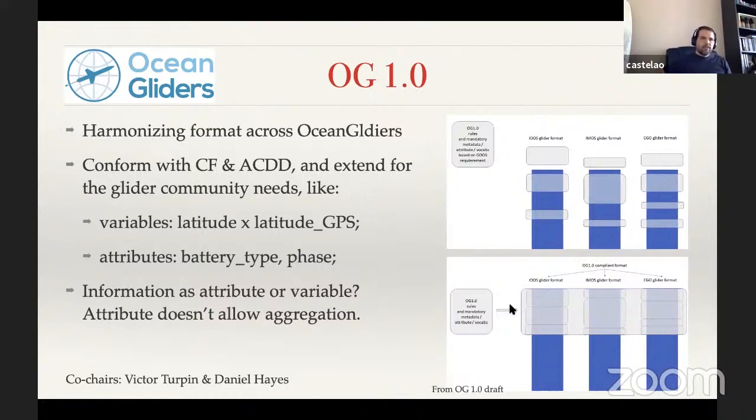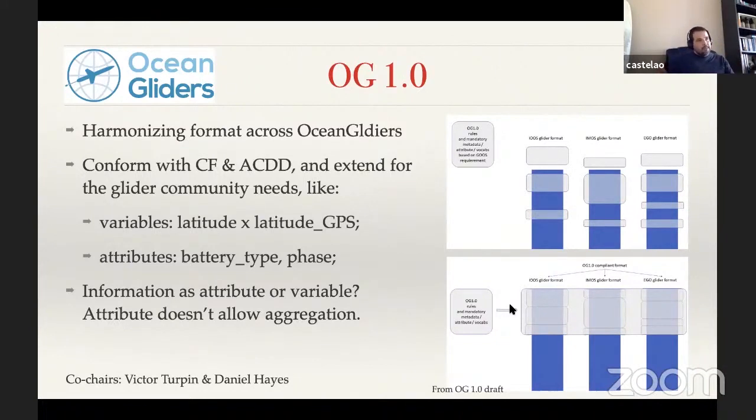The hardest part here, as mentioned, I think by Chris, was the partial overlap, when we have information that is related but not exactly the same. So it's about how to deal with this harmonization for both, such that it satisfies both sides.